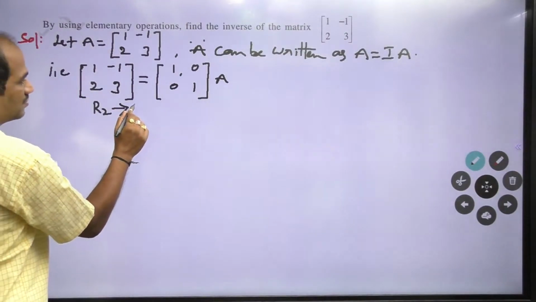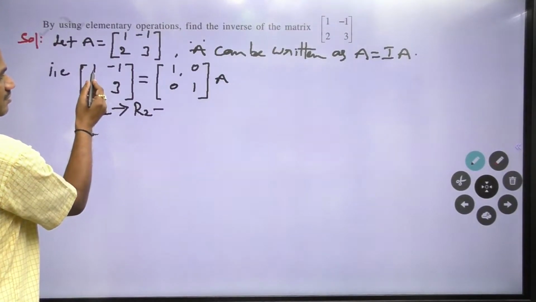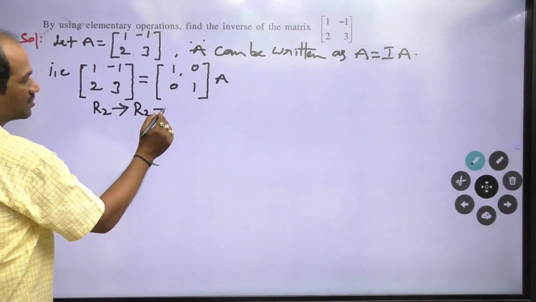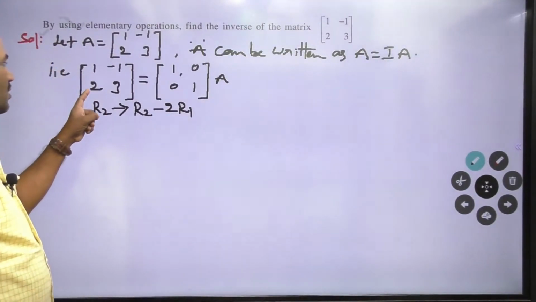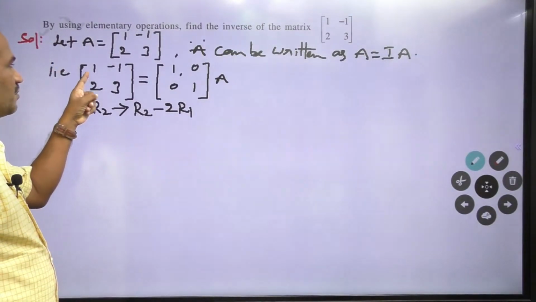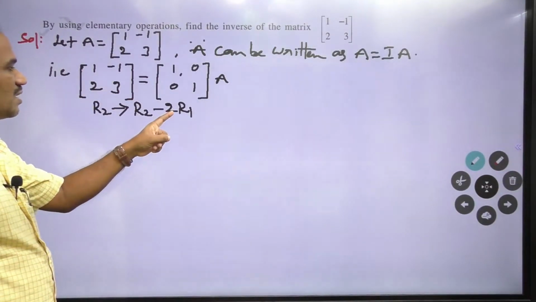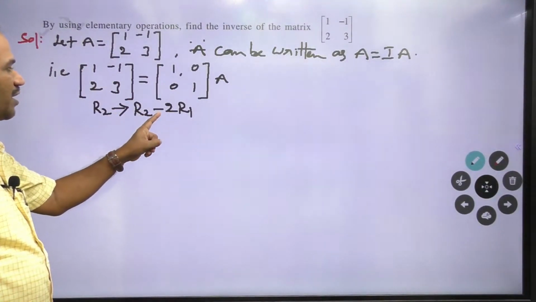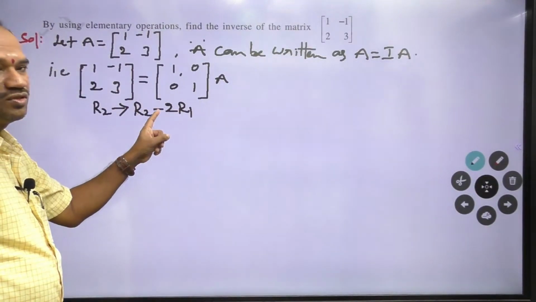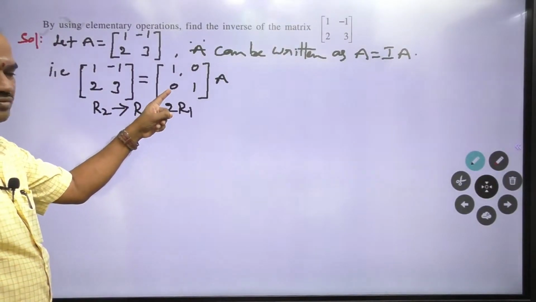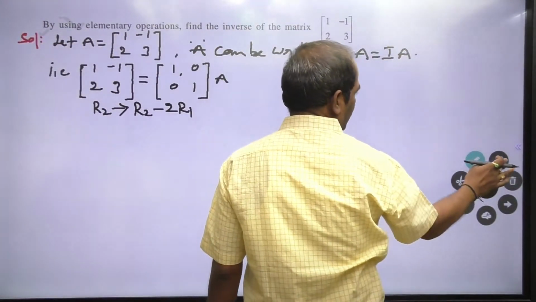R2 goes to R2 minus 2 into R1. The R2 element is 2, multiply by 2, and subtract: R2 minus 2 R1. R2 value 2 minus 2 into R1 value 1, 2 minus 2, 0 coming here. First we convert this into a matrix.